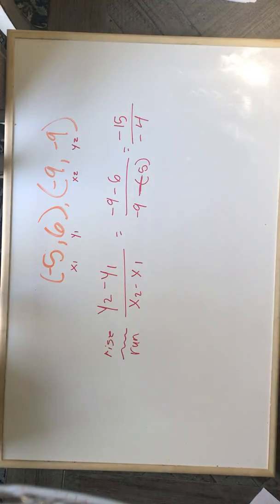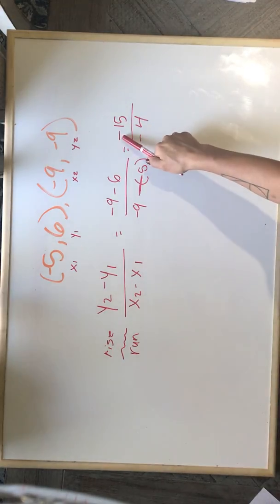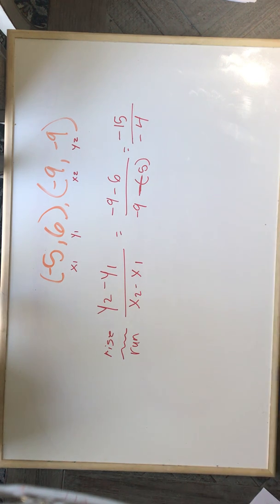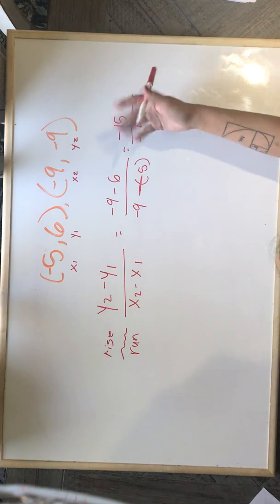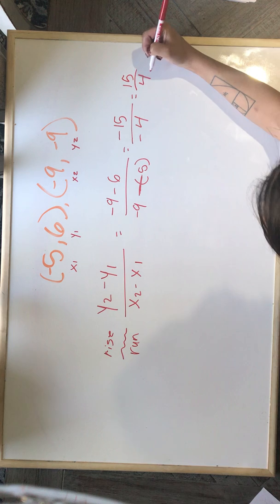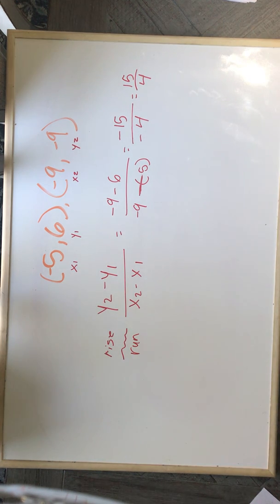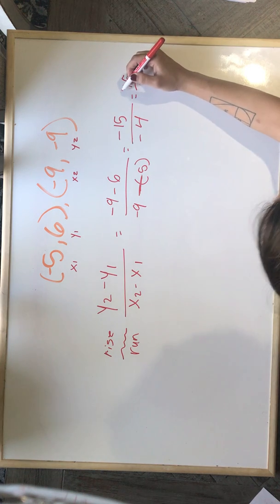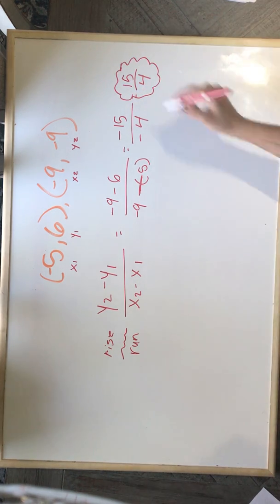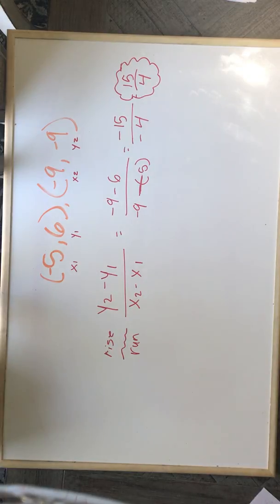We have a negative and a negative here in a fraction, even though it's a rise over run slope. When you have two negatives, it's a positive. So 15/4. We now have a positive slope, positive rise, positive run. We have figured out our slope. That's m when we go to plug it in to find point slope form.